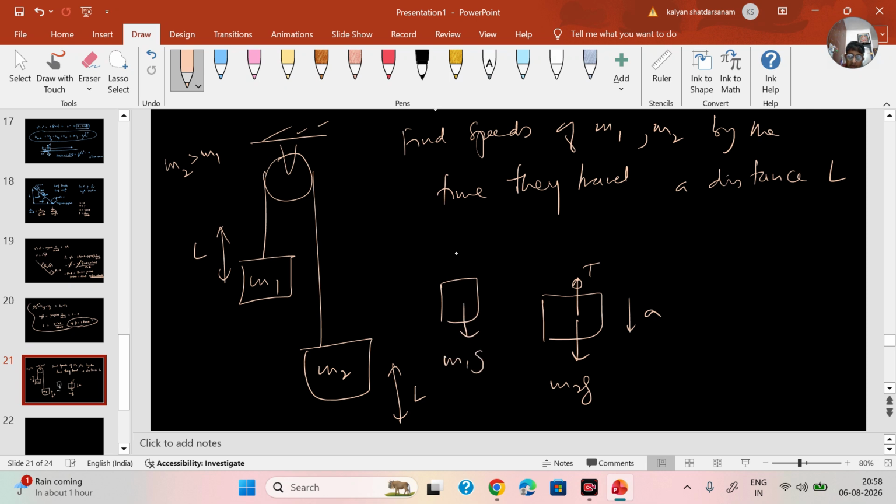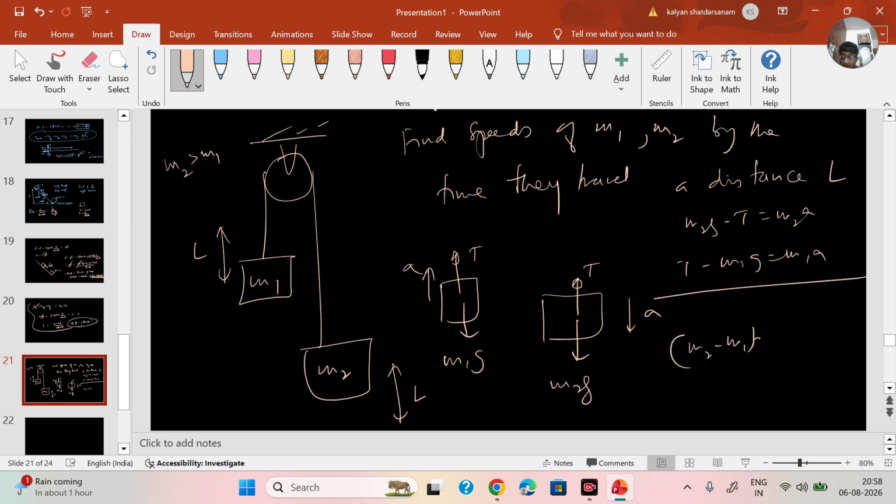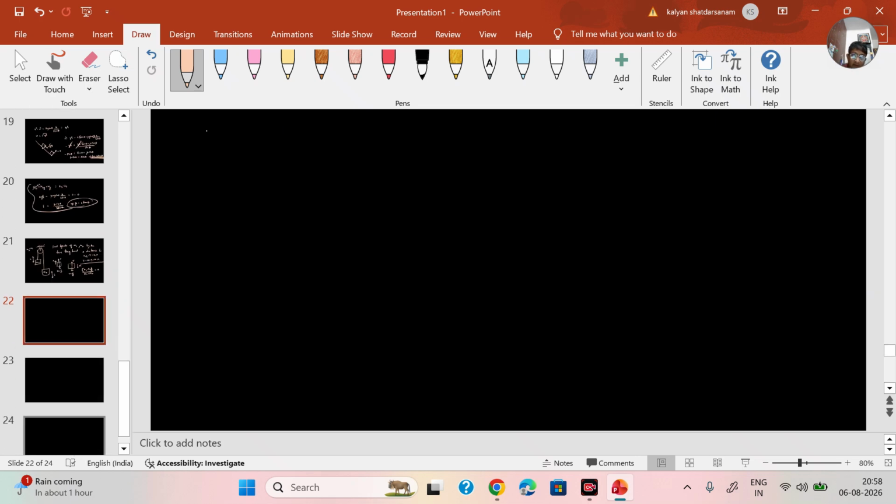So, what about M1? M1G, T, and it has acceleration A up. If I write Newton's laws, M2G minus T is M2A, T minus M1G is M1A. If you add these two, (M2 minus M1) into g by (M1 plus M2) will be the acceleration. So I got the acceleration. For both blocks, it is the same magnitude. Directions are opposite.